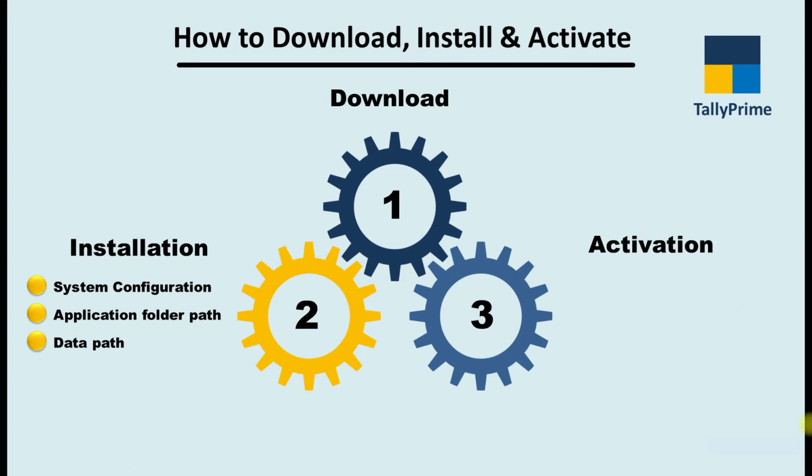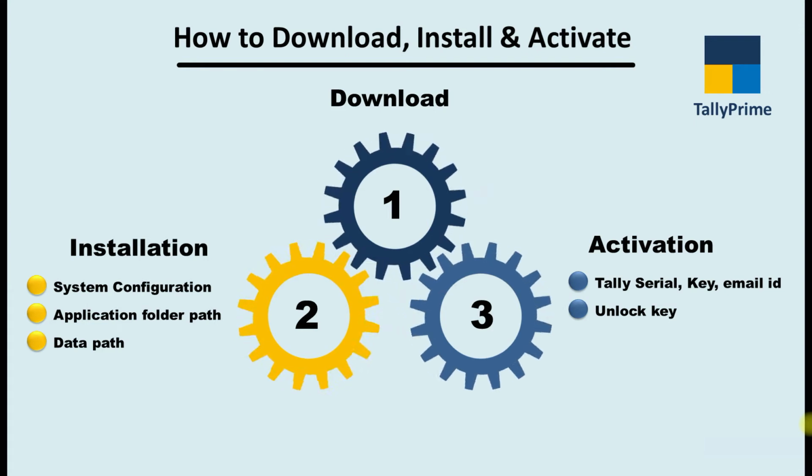While purchasing a Tally license from Tally Solutions or through a Tally channel partner, you will get a Tally serial number and activation key. While activating the license, you need to mention the Tally serial number and activation key, and which mail ID you are going to register for that particular serial number. An unlock key will be sent to that registered mail ID. Once you update that unlock key, you will get the message that your license is successfully activated.